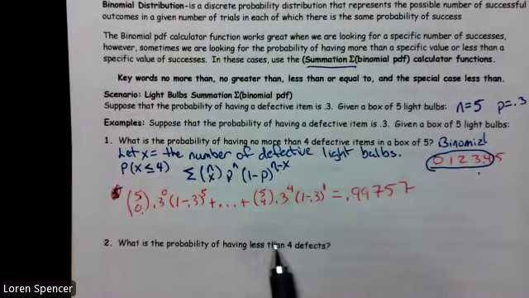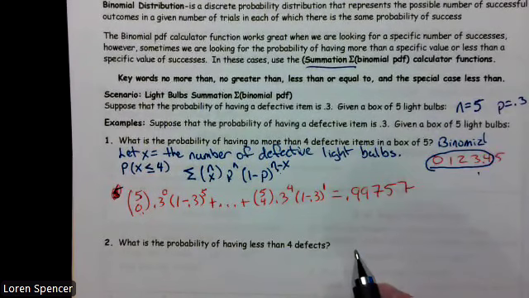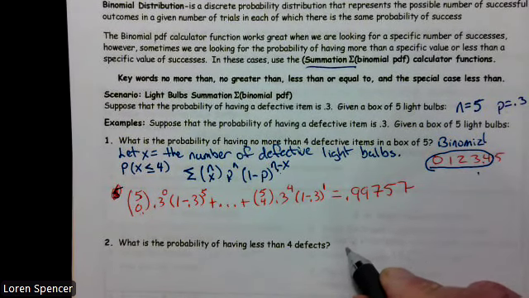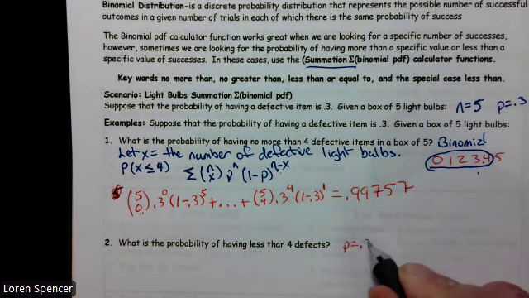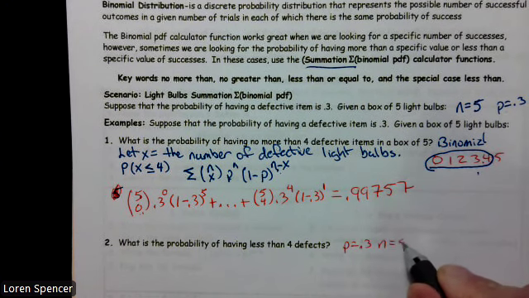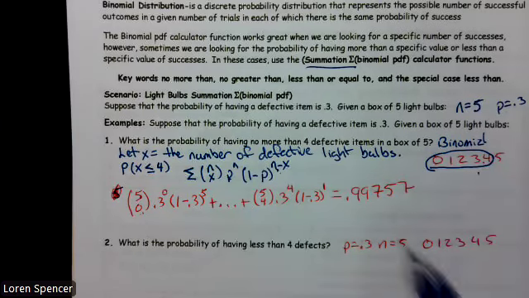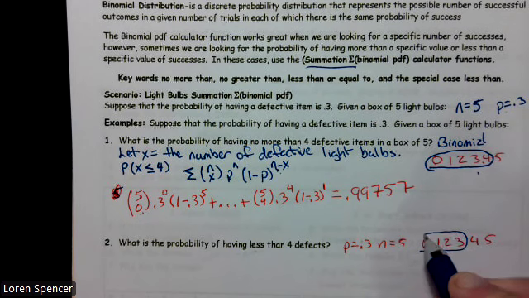So the next thing, what's the probability of having less than 4 defects? Be careful. Once again, our probability is still 0.3, n is still 5. We have 0, 1, 2, 3, 4, 5. That's the number of defects that are possible, but less than 4 means we don't include 4.